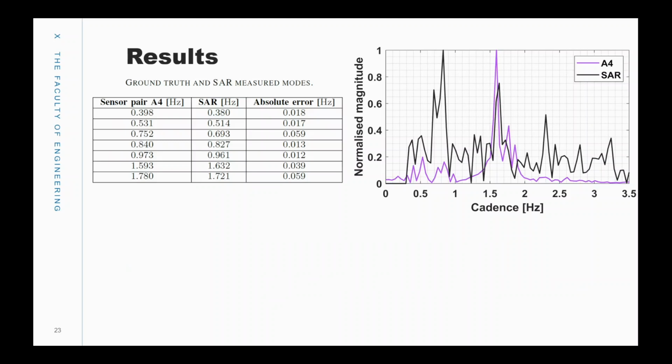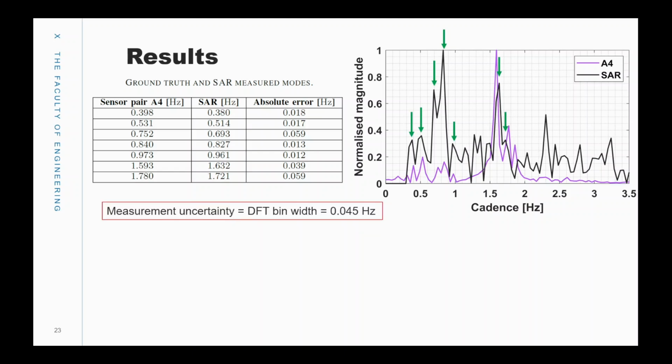So this table shows a comparison of the accelerometer and SAR modes which were detected in both. And just to highlight them, I've added these arrows. So important thing to note here, looking at these absolute errors, is that the measurement uncertainty of the SAR spectrum is the DFT bin width, which is 0.045 Hertz. And 5 out of 7 of our recovered modes fall within this value. So it shows that we've got a decent level of accuracy for these preliminary results.